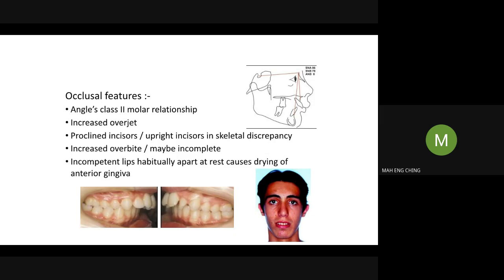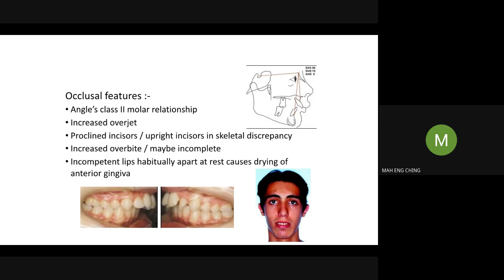So what are the occlusal features for class 2 malocclusions? Usually they have a class 2 canine or molar relationship, or you have a British Standards Institute class 2, which is an increased overjet, then proclined upper incisors or upright incisors in the skeletal discrepancy. You can have an increased overbite, which is a deep bite, or sometimes you can have an anterior open bite, depending on the etiology.